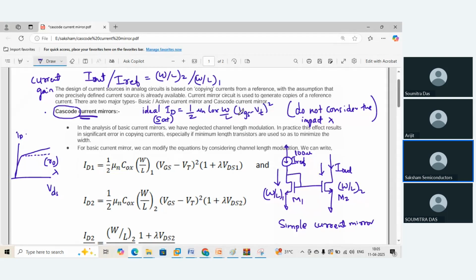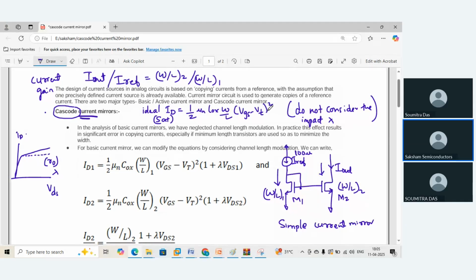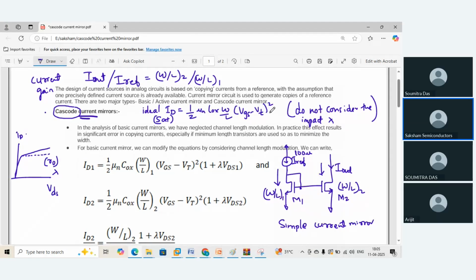Why will everything cancel out? Because VGS of M1 is the same as that of M2. And here you have not considered VDS, and there is no question of VDS coming in over here. But practically, we have to consider the implication of VDS also. And how do we consider it? By considering the channel length modulation implication, or by including the small finite output resistance that is observed in the saturation region.